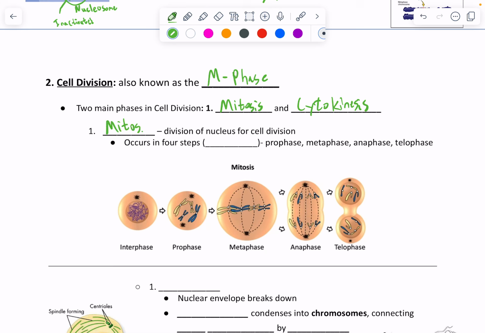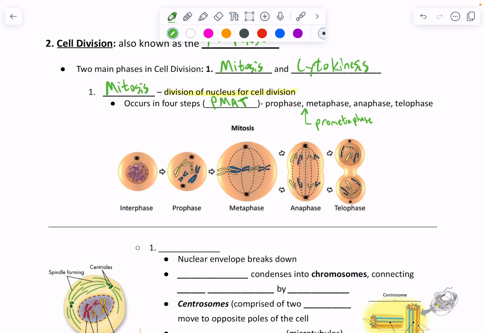And so mitosis is all about dividing the cells. Specifically for mitosis, we're dividing the nucleus. We take one nucleus, we break it up, we send the chromosomes to opposite sides of the cell, and then we form two new nuclei at the ends of the cell by the end of mitosis. This is going to occur in 4 steps. We call them PMAT. That's the order that they take place in: prophase, metaphase, anaphase, telophase. There is also a kind of half step in here that you'll sometimes see. It's called prometaphase.